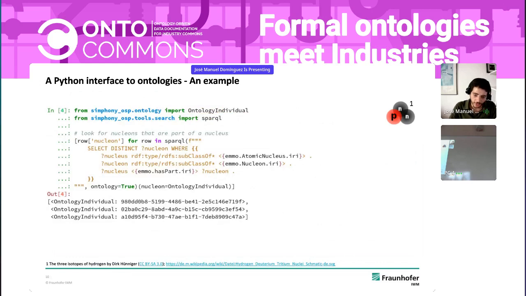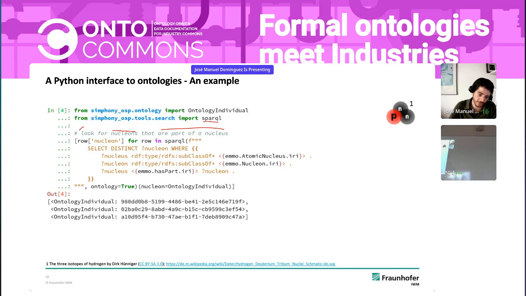And also, I wanted to emphasize that the most common operation that you can expect to perform, apart from creating terminological knowledge, is obviously accessing it. So I wanted to emphasize that there are several ways to do it. For example, one is even direct SPARQL queries. What you see here in this example is how I'm looking for nucleons that are part of a nucleus, but written in SPARQL. And if I run the query, I also get the ontology individuals that I just created.